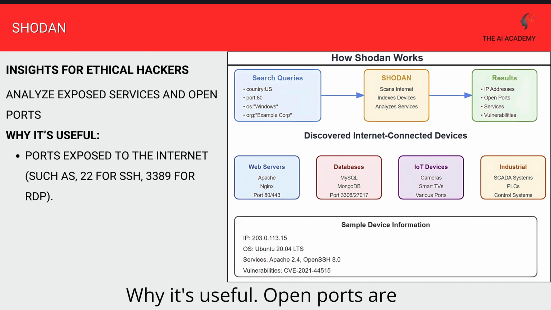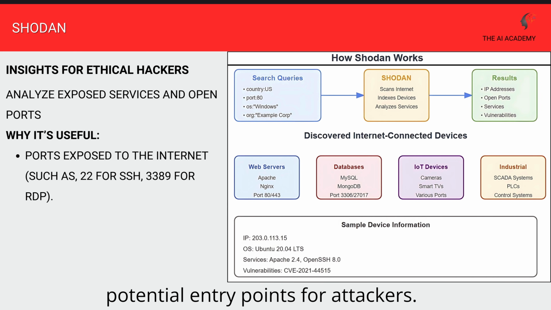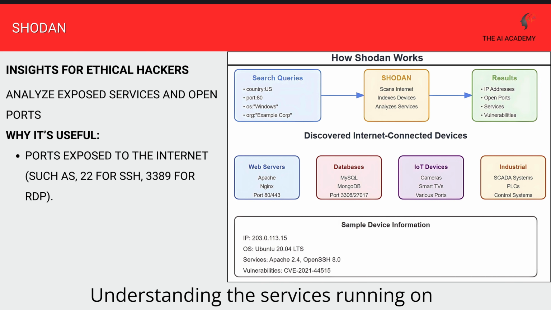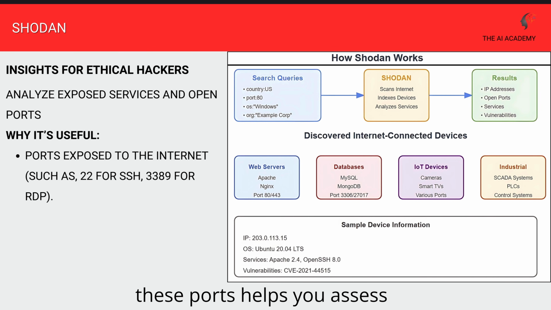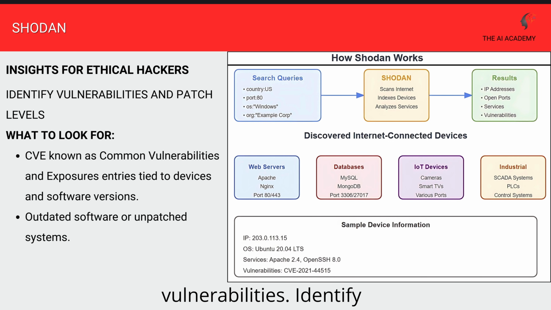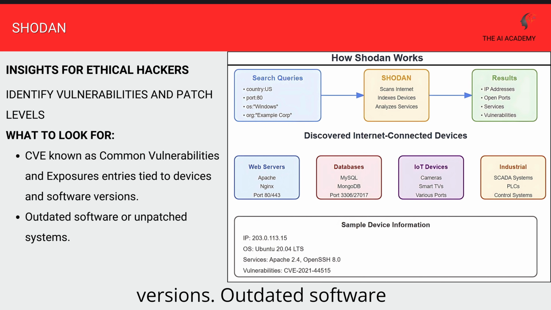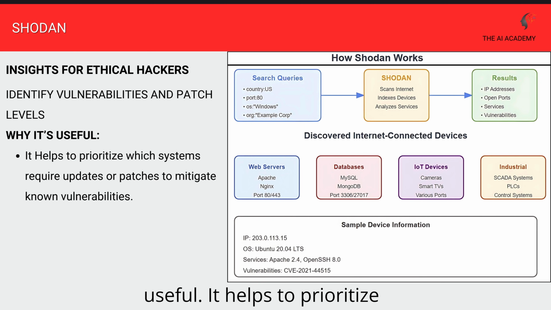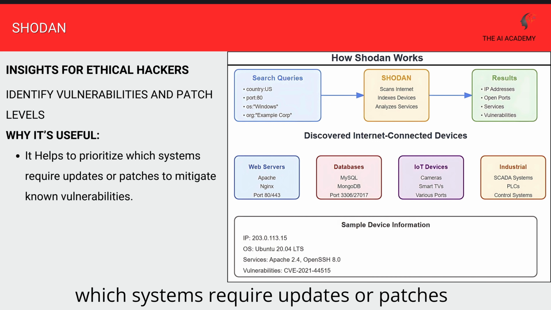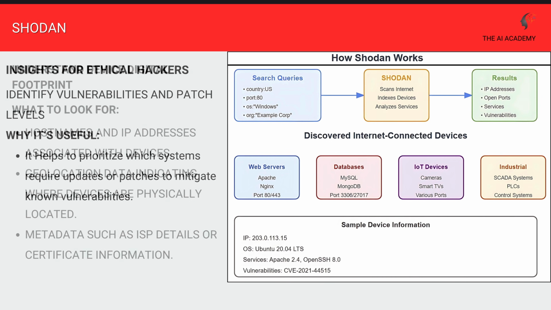Why it's useful: open ports are potential entry points for attackers. Understanding the services running on these ports helps you assess vulnerabilities. Identify vulnerabilities and patch levels. What to look for: CVE, known as common vulnerabilities and exposures, entries tied to devices and software versions, and outdated software or unpatched systems. Why it's useful: it helps to prioritize which systems require updates or patches to mitigate known vulnerabilities.